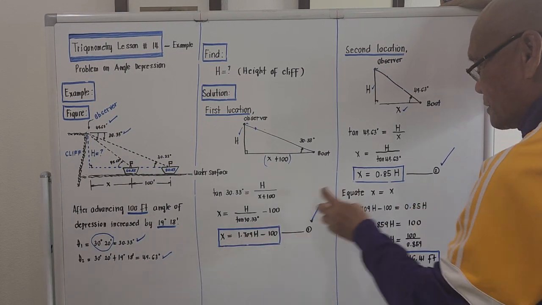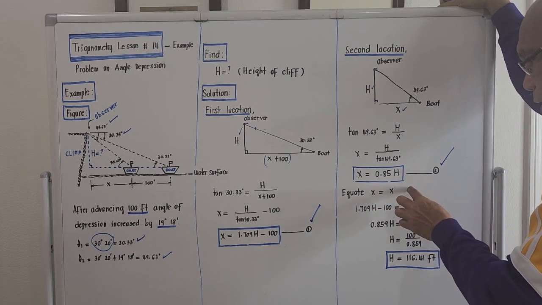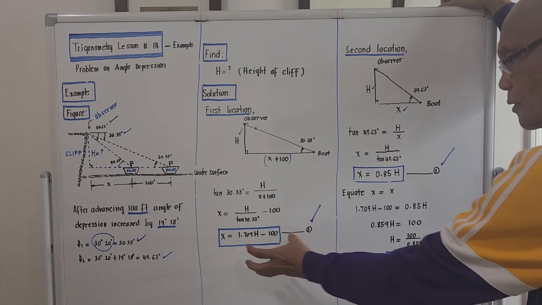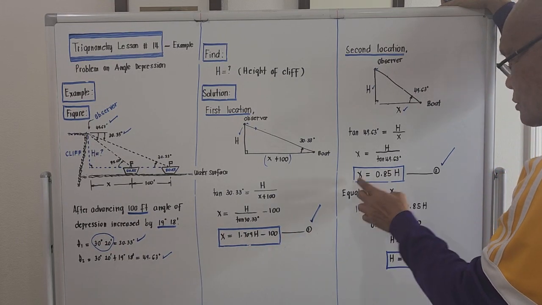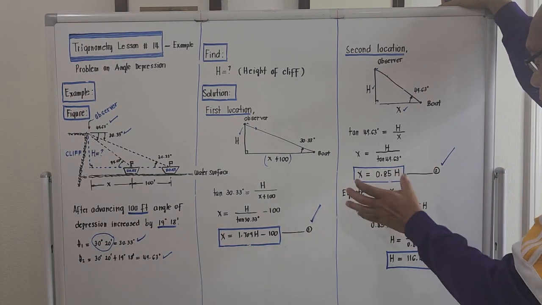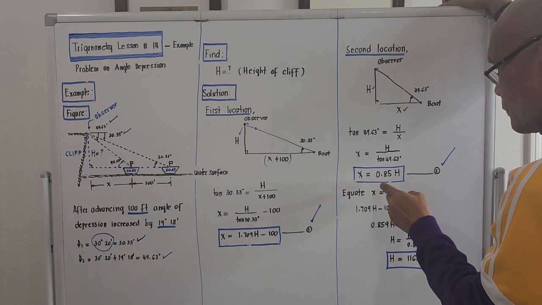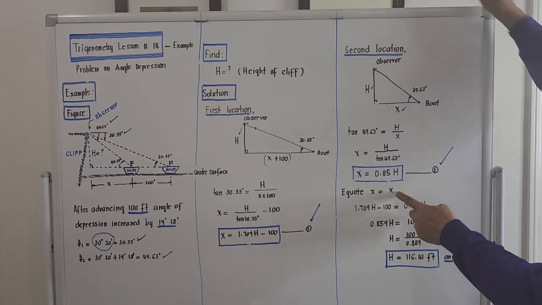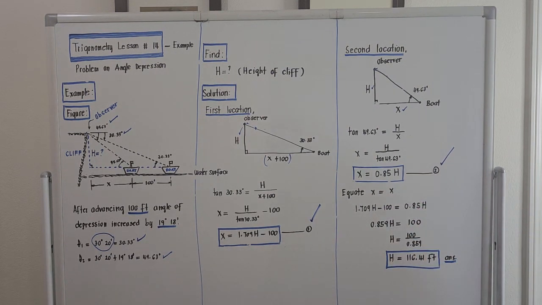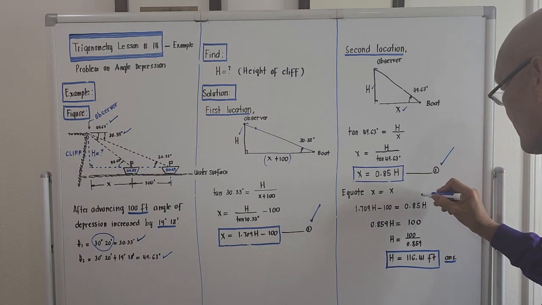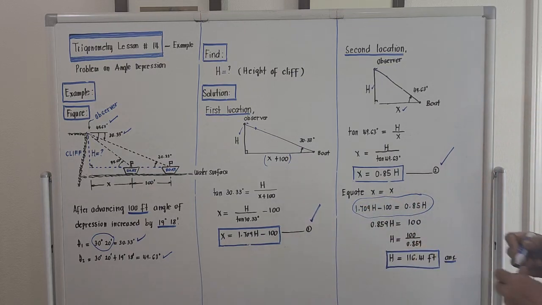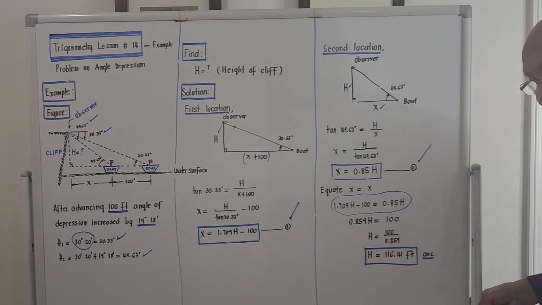So we equate x equal to x. X using equation number 1 is this one. X using equation number 2 is this one. So we equate this value here to 0.85h. So 1.709h minus 100 equal to 0.85h. Okay, so after the equating, the only unknown now is actually h. We are now given a linear equation in one unknown, and that's an easy one already.